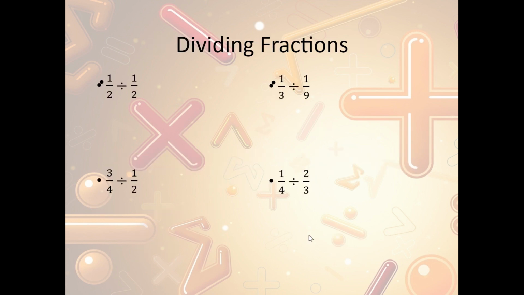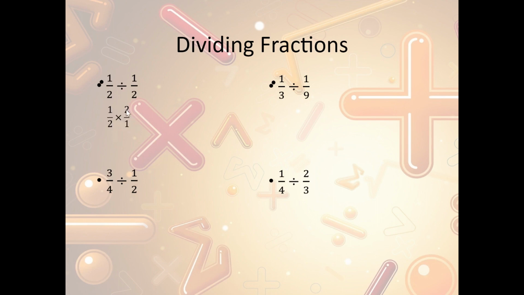So let's go ahead and do that. Let's take a look at some examples. We have 1/2 divided by 1/2. So we're going to freeze, change, flip this. So we freeze 1/2, change this to multiplication, and then flip this so this becomes 2 over 1. So now it's 1/2 times 2 over 1. Well, now we just multiply.